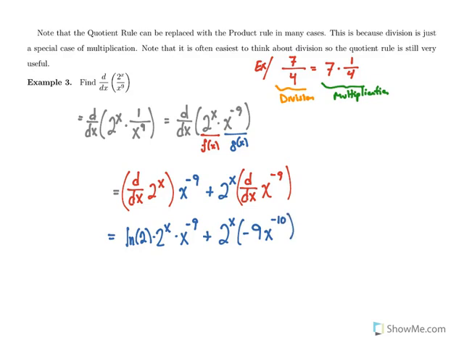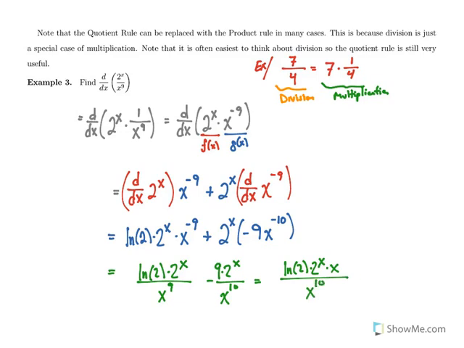And how is this the same as what we did before? Well, note that we have our minus sign there. That's going to be a minus instead of the plus. In fact, we could write this as natural log of 2, 2 to the x, over x to the ninth, plus, I'm sorry, I should say minus 2 to the x, 9 times 2 to the x, over x to the 10th. And this will be natural log of 2 times 2 to the x times x over x to the 10th. If you want to make it look like the other function, just rewrite 1 over x to the 9th as x over x to the 10th. And then this is equal to what we found on the other page.